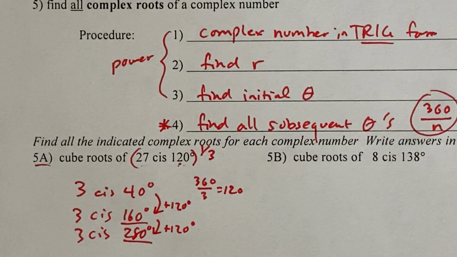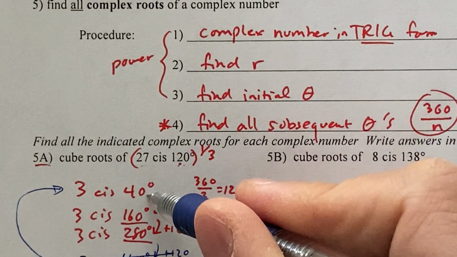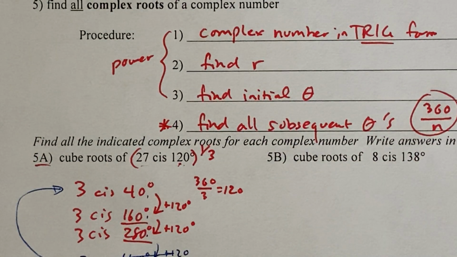And the cool part about this is if you accidentally got a little bit crazy and decided to increment by another 120 degrees, so if I add those two together, my 4th answer would have been cis 400 degrees, but guess what? That's larger than 360. If I subtract 360, I actually end up with my very first answer. So it's constantly looping around these 3 answers.